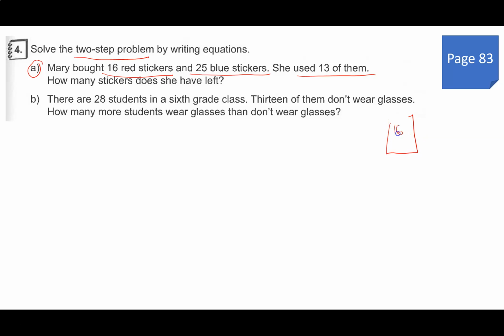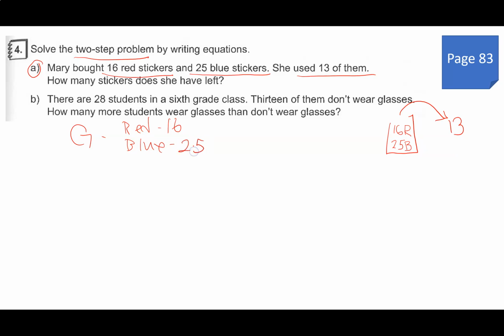I like to use pictures. And we know that she has 16 red stickers, R for red, and 25 blue stickers. Sometimes a picture helps you visualize what's happening. She has used 13 of them. So 13 stickers have been used. How many stickers does she have left? So again, your given information might be that picture there, or you might write it in words. So we might write red 16. Excuse my handwriting, this is really tricky.